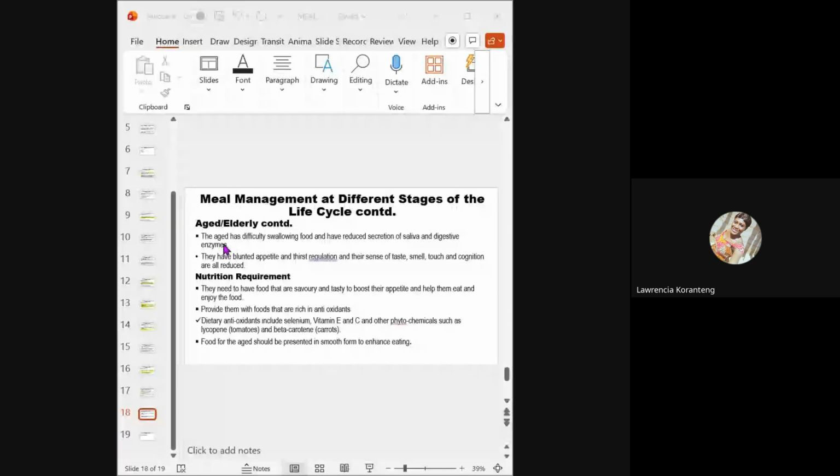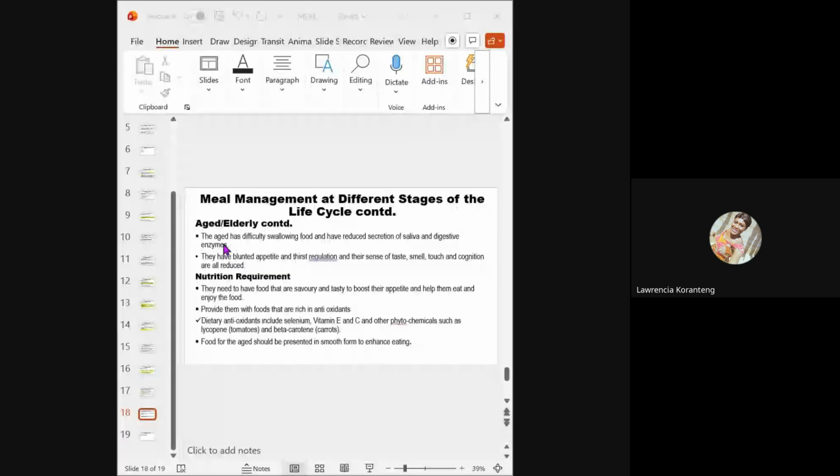So the aged have difficulty swallowing food and have reduced secretion of saliva and digestive enzymes. So for most of them, chewing food even becomes difficult because the saliva that will come into their mouth to help them in masticating the food becomes reduced, because there is reduced production of these enzymes in their mouth. So when they are growing old, most of them don't want chewy foods anymore, because the saliva that will come for it to masticate fast becomes difficult for them.